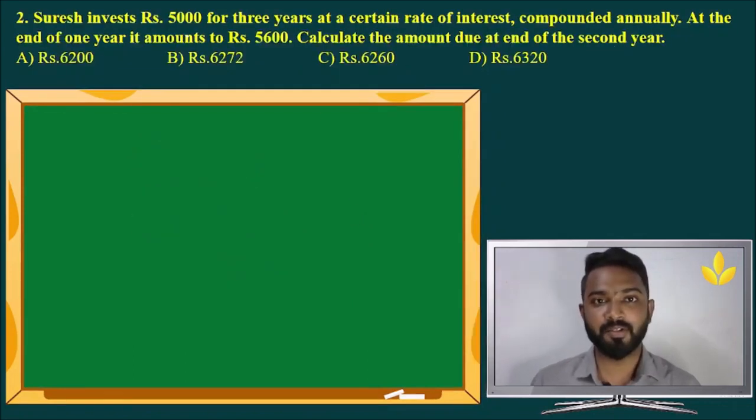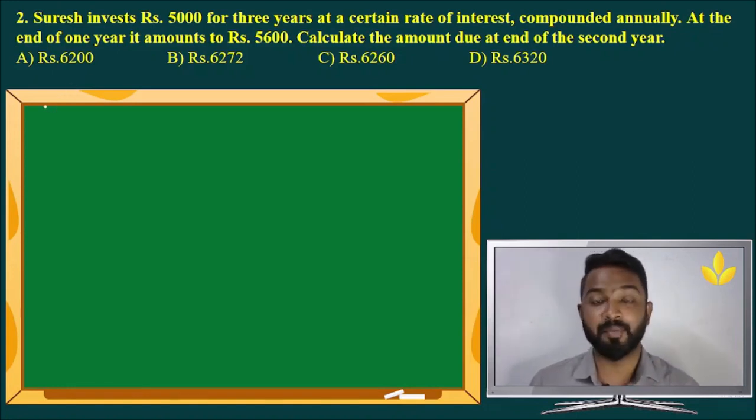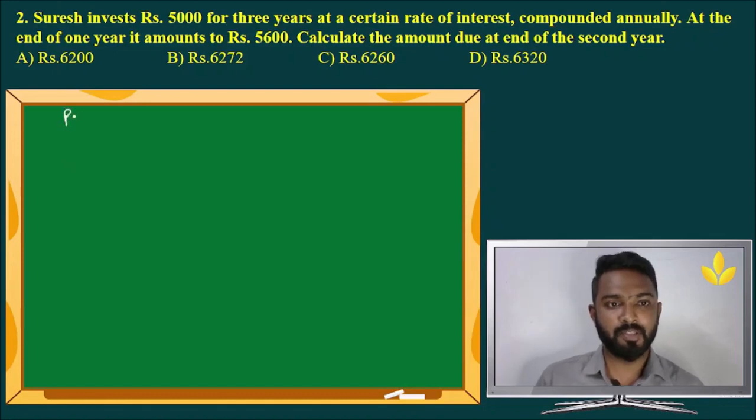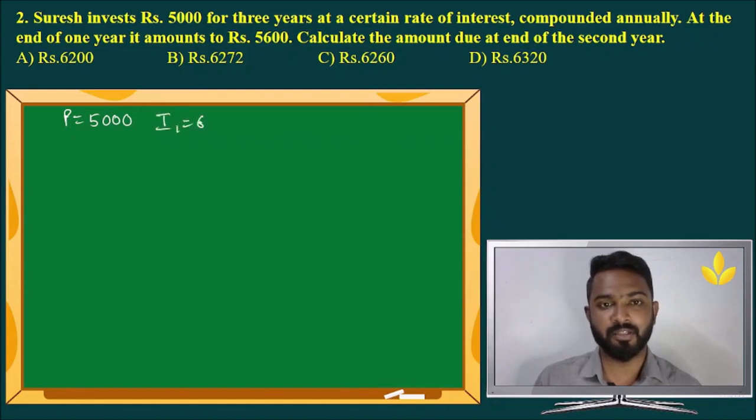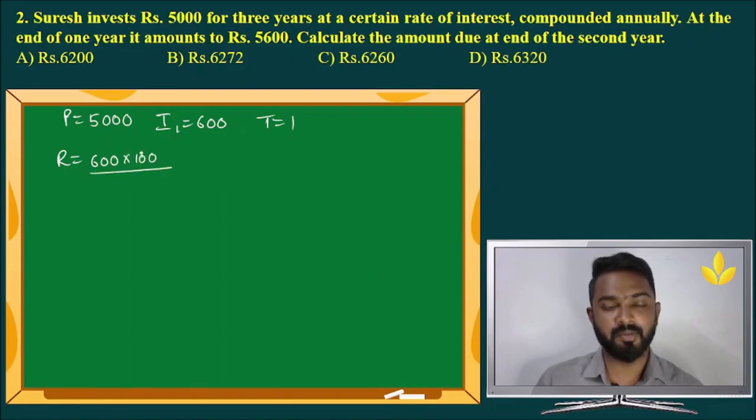Suresh invests 5,000 rupees for 3 years at a certain rate of interest compounded annually. At the end of 1 year, it amounts to 5600. Wonderful. One thing about simple interest and compound interest is that when it is just 1 year, SI and CI are the same because the principal is the same. So we have the principal to be 5,000. The amount after 1 year is 5600. So the interest after 1 year is 600. This minus this. Time is 1 year. Let's find the rate. Rate is nothing but interest, that is 600 into 100 divided by principal into time, 5,000 into 1. This is nothing but 12%.